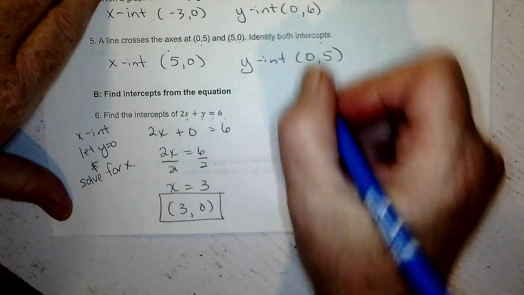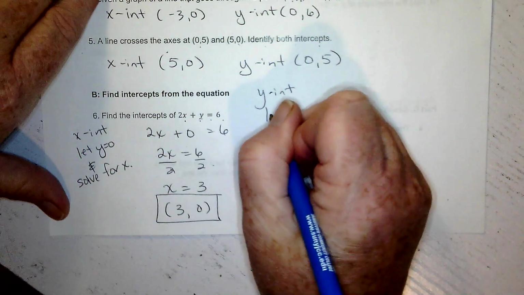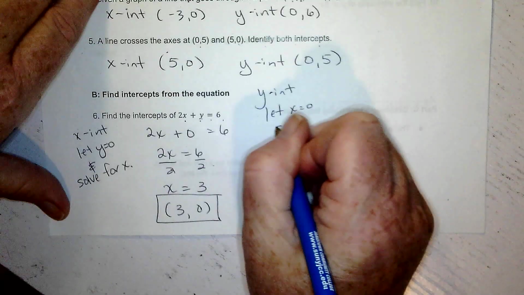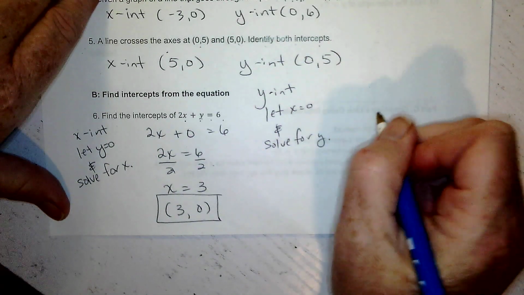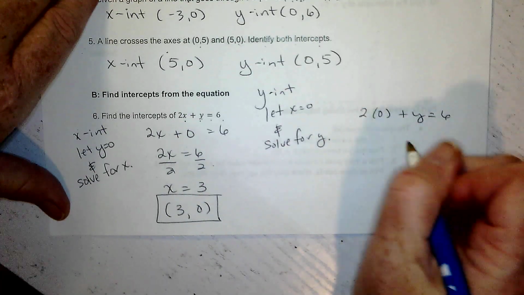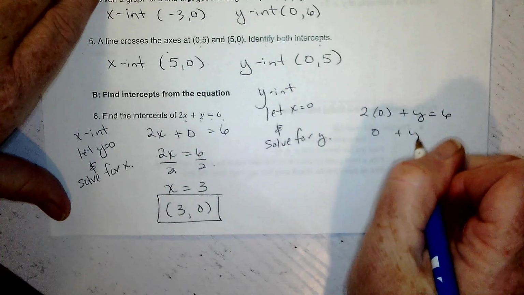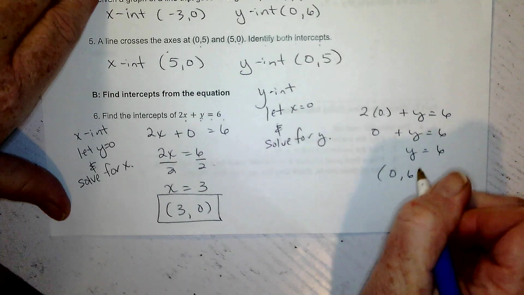To find our y-intercept, we have to let x equal 0 and solve for y. So 2 times 0 plus y is equal to 6. 2 times 0 is 0. So y is equal to 6. So this is (0, 6) for your y-intercept.